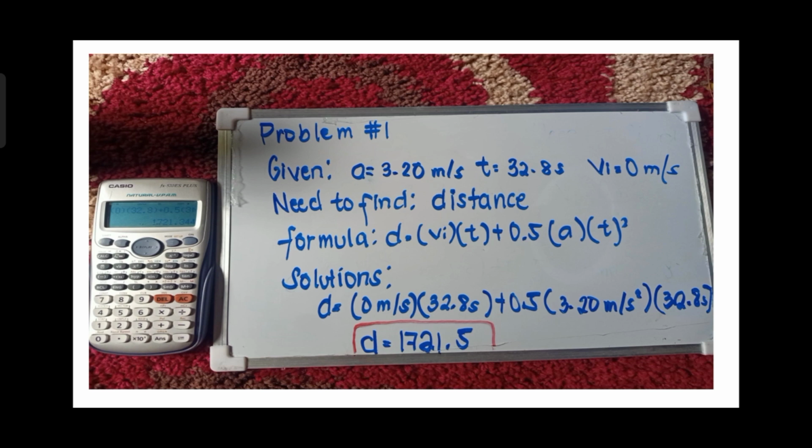So let's substitute the given. Distance is equal to 0 meters per second multiplied by 32.8 seconds plus 0.5 multiplied by 3.20 meters per second squared multiplied by 32.8 seconds squared. So the final answer, or the value of the distance, is 1721.5. We get 1721.5 as the value of distance.